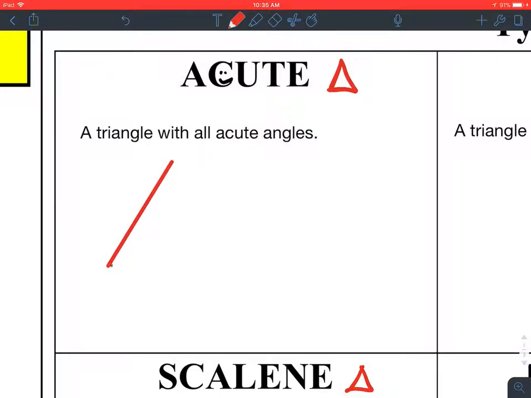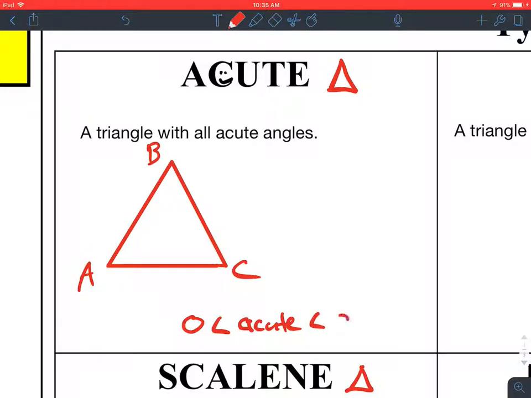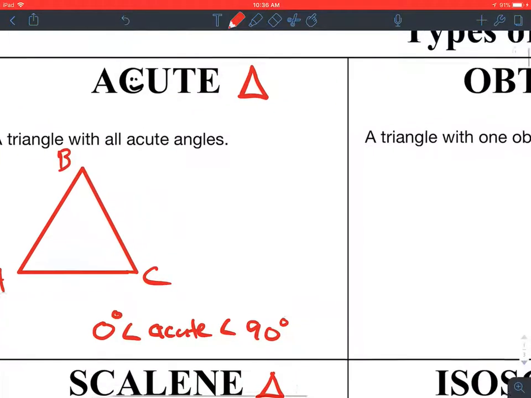Let's draw a picture of that. Here's an example of an acute triangle. What makes an angle acute? Well, an acute angle has to be larger than 0 and it has to be less than 90. An acute angle is larger than 0 and less than 90 degrees. So since all the angles in this picture are between 0 and 90, it makes it an acute triangle.